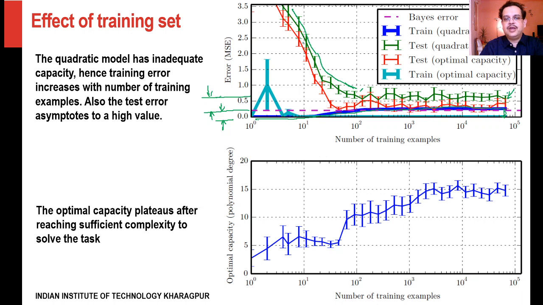On the other hand, if you look at the optimal capacity, we don't know that a priori, of course, but suppose we know the distribution from which the data is generated. If I know the capacity of the data generating distribution, and I use that for training, then you see the training error initially with a few samples goes up like this and then settles down very near zero. There is still a very small error which is due to the noise, but it is almost at zero.